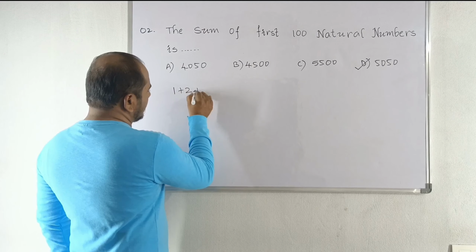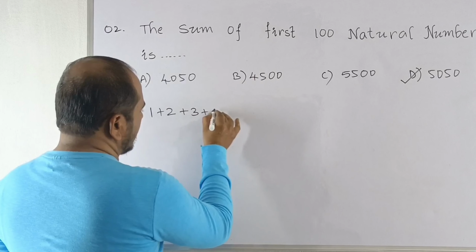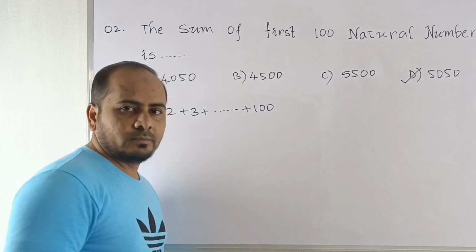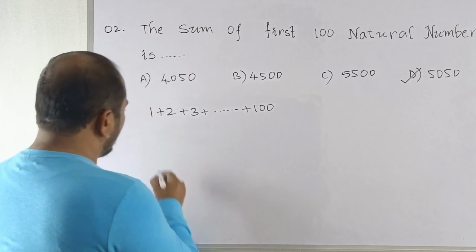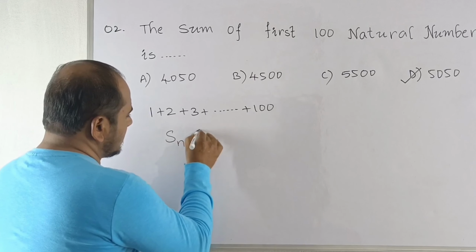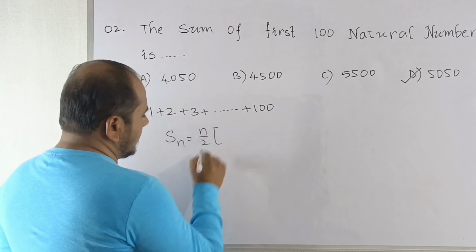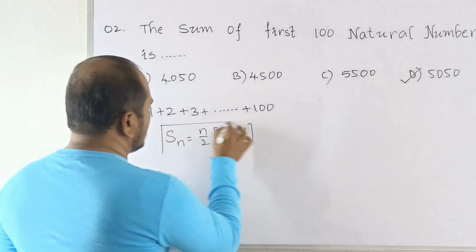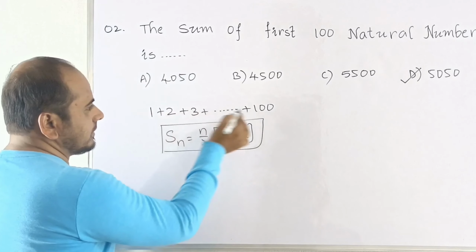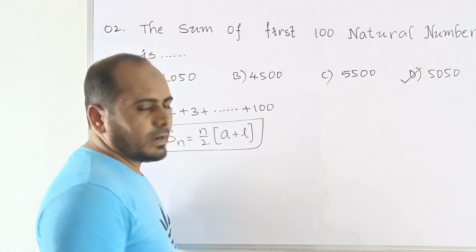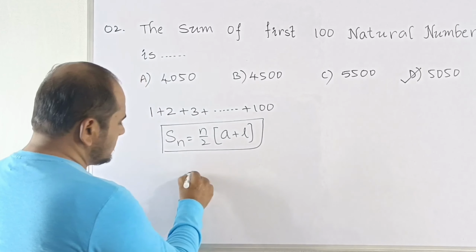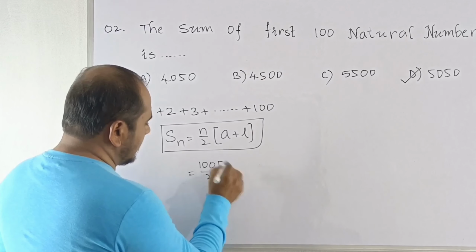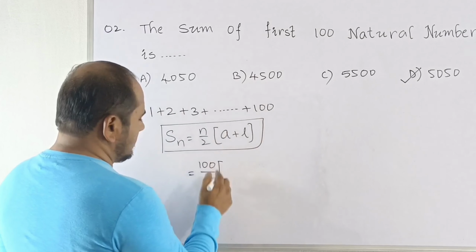Sum of first 100 natural numbers is 1 plus 2 plus 3 and so on up to 100. And this can be done with the help of Sn is equal to n by 2 into (a plus l). You know very well this formula. Sum of n terms, if first term and last term is given, we can apply this formula, my dear. See here, what can you write? 100 divided by 2 into (a plus l).